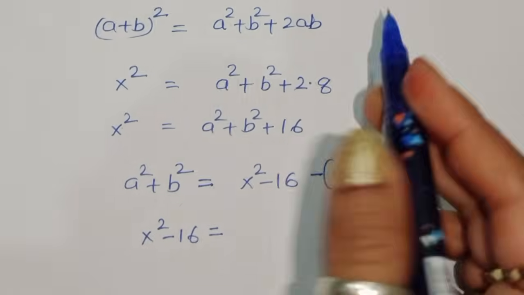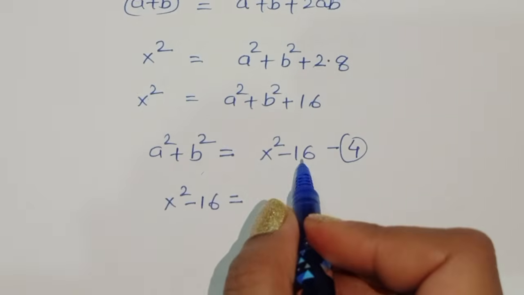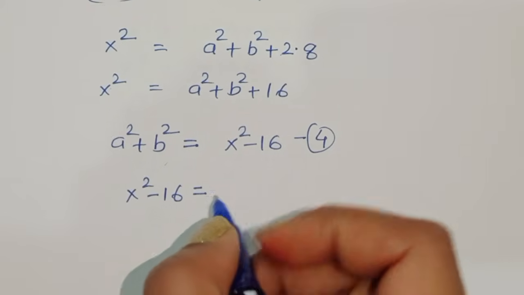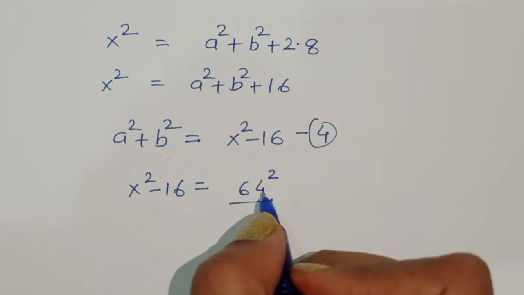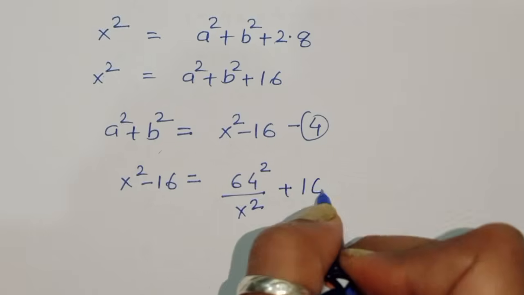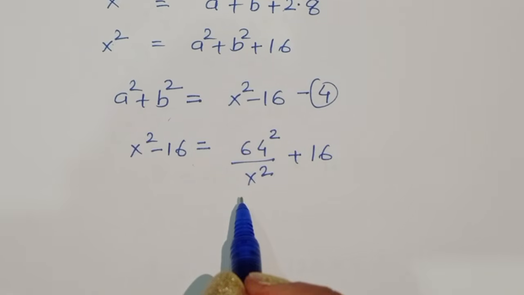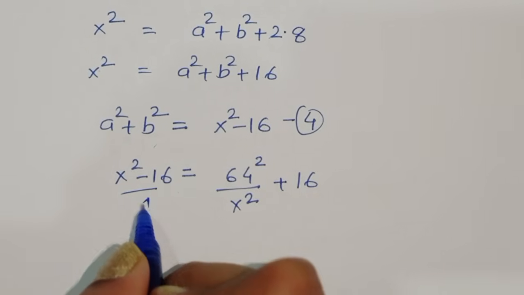So comparing equation 3 and 4, you can substitute the value of x square minus 16. This one, a square plus b square is equal to x square minus 16, and it will become equal to 64 square. From equation 3 and 4, 64 square divided by x square plus 16, right? Now x square minus 16. So here we can do one thing. We can do cross multiplication, right?